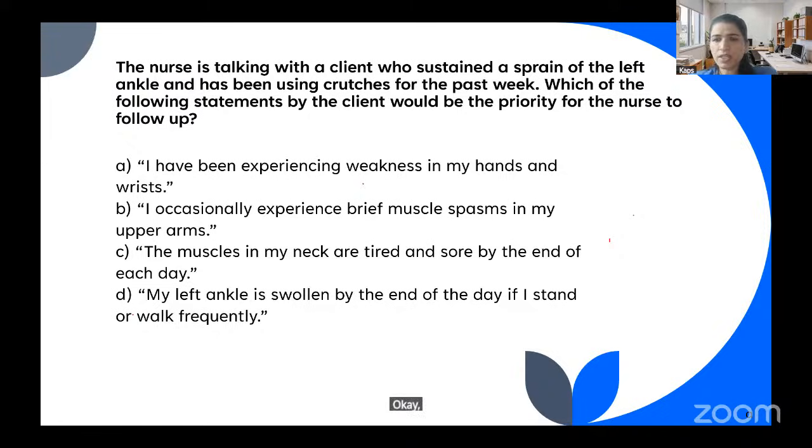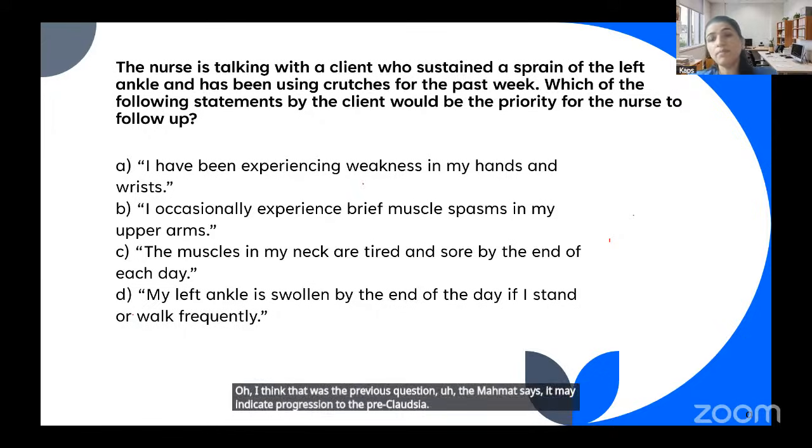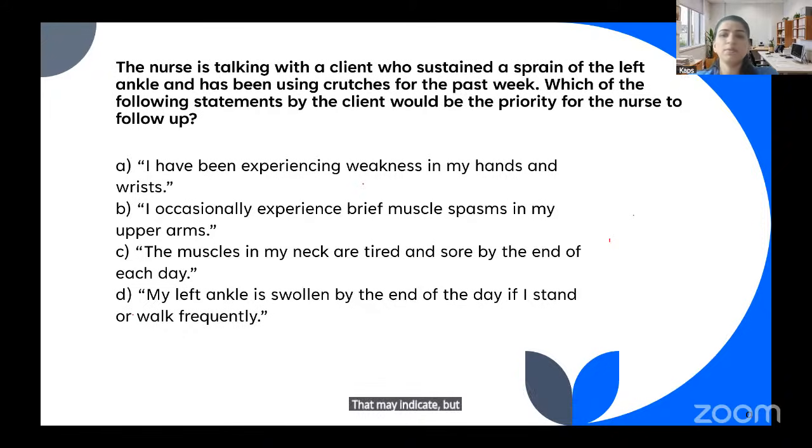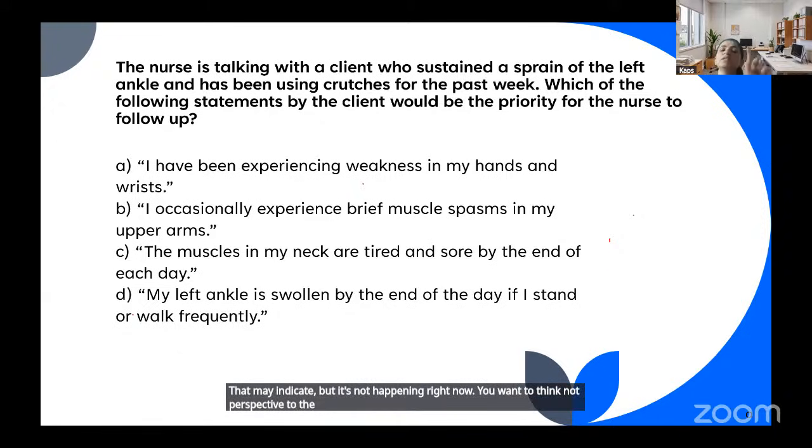Okay, when you say, let's see here. Oh, I think that was the previous question. Mohammed says it may indicate progression to preeclampsia. That may indicate, but it's not happening right now. You want to think not about the progression of the diagnosis, but about the symptom which cannot wait, from the previous question. And let me see here.